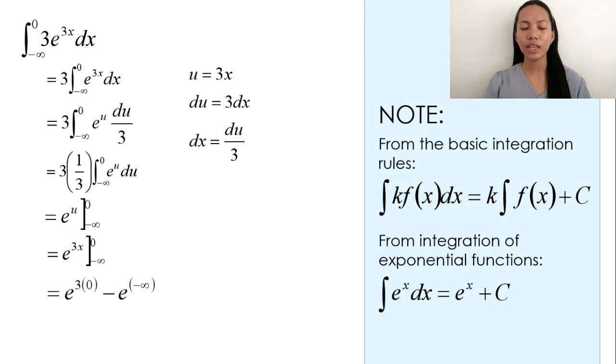So, dito, ang e raised to 3 times 0 is equal to 1, minus e raised to negative infinity, which is equal to 0. So, 1 minus 0 is equal to 1. So, ang final answer natin is 1. So, dito sa final answer is wala nang plus c. So, always remember, sa definite integration is wala nang plus c.